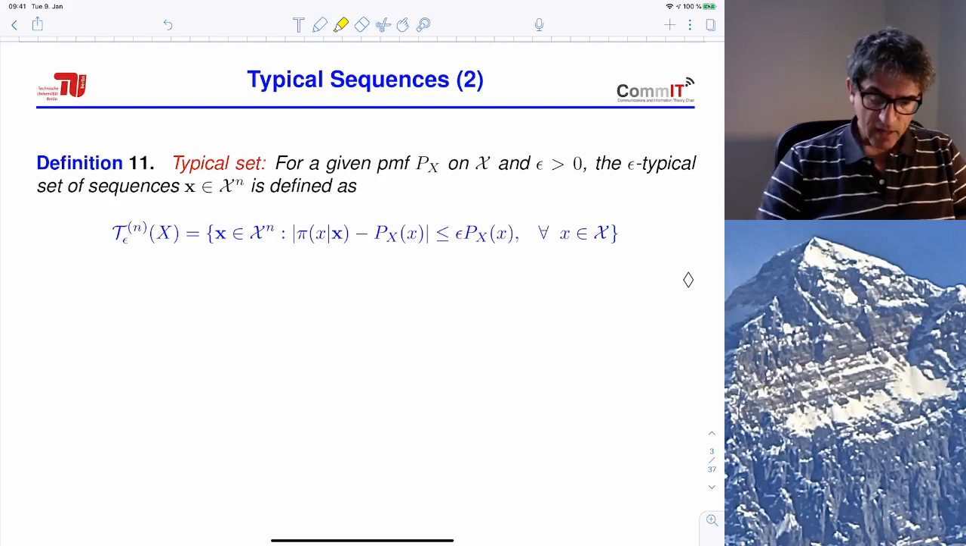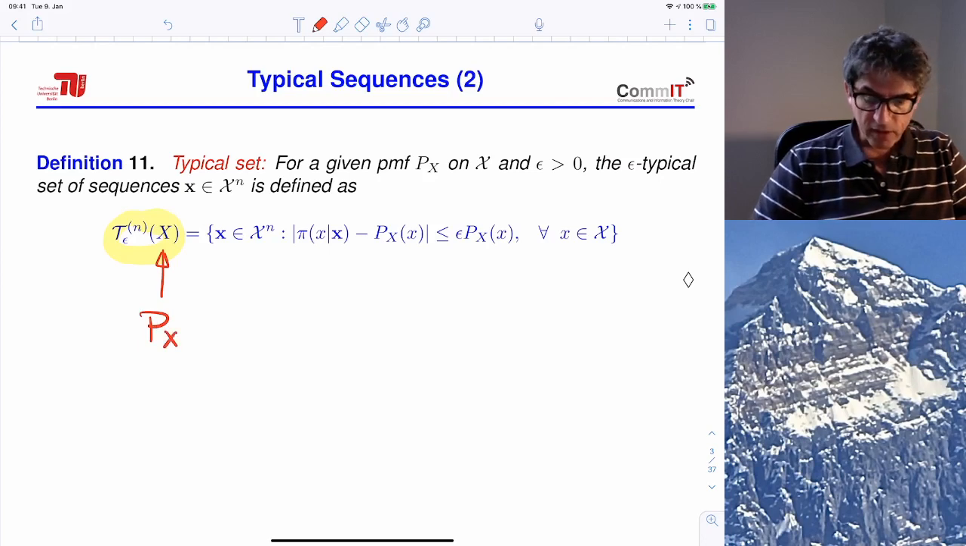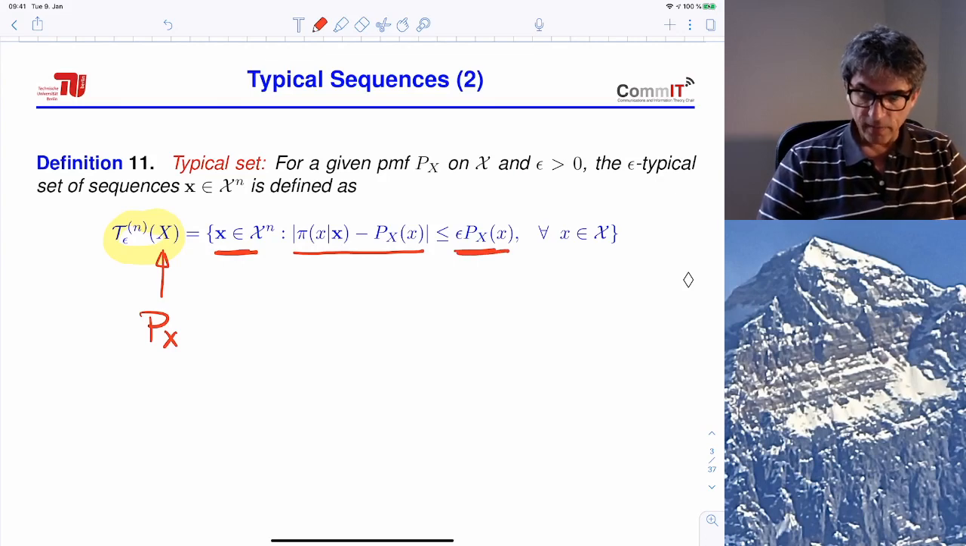So we define the epsilon typical set. We fix an epsilon greater than 0, and then the set denoted as T_epsilon^n, where the X indicates that we are considering as a reference probability mass function P_X, which is a given probability mass function. This is the set of all the sequences of length n over the alphabet X with empirical frequencies whose distance in absolute value from the corresponding probability value is less than epsilon times the probability value. Okay, that's the definition.